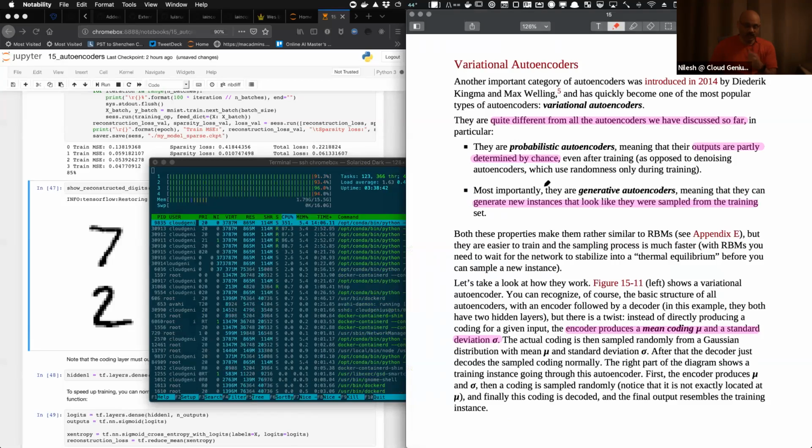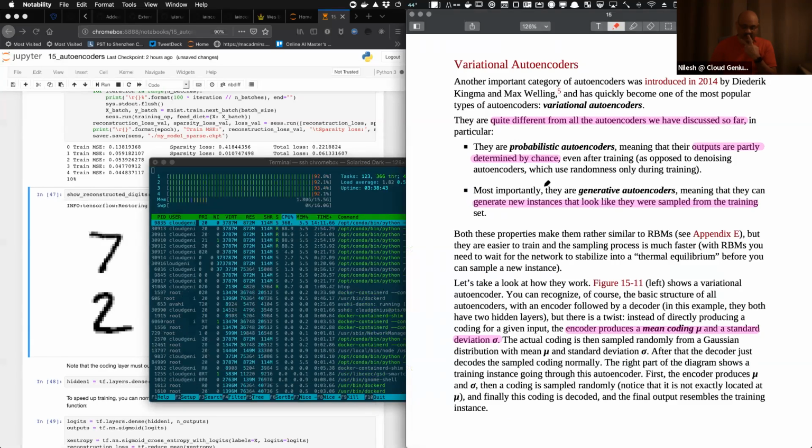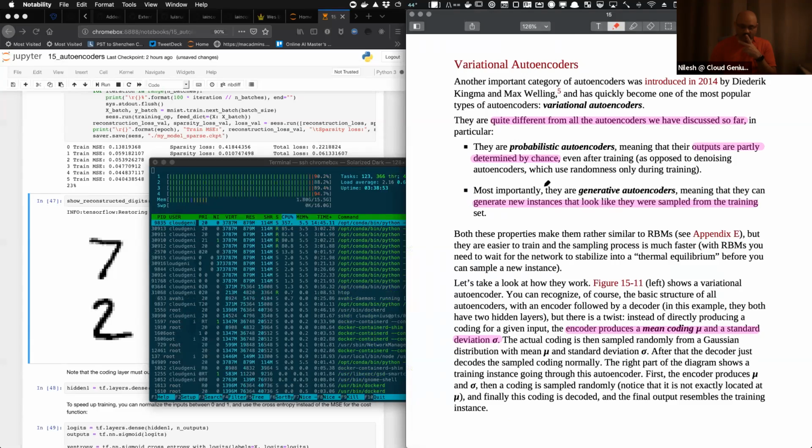So now there are more changes, or more ways of putting constraints on our autoencoders. And those are probabilistic autoencoders and generative autoencoders. Let's go see what those things are and see how we can use them.